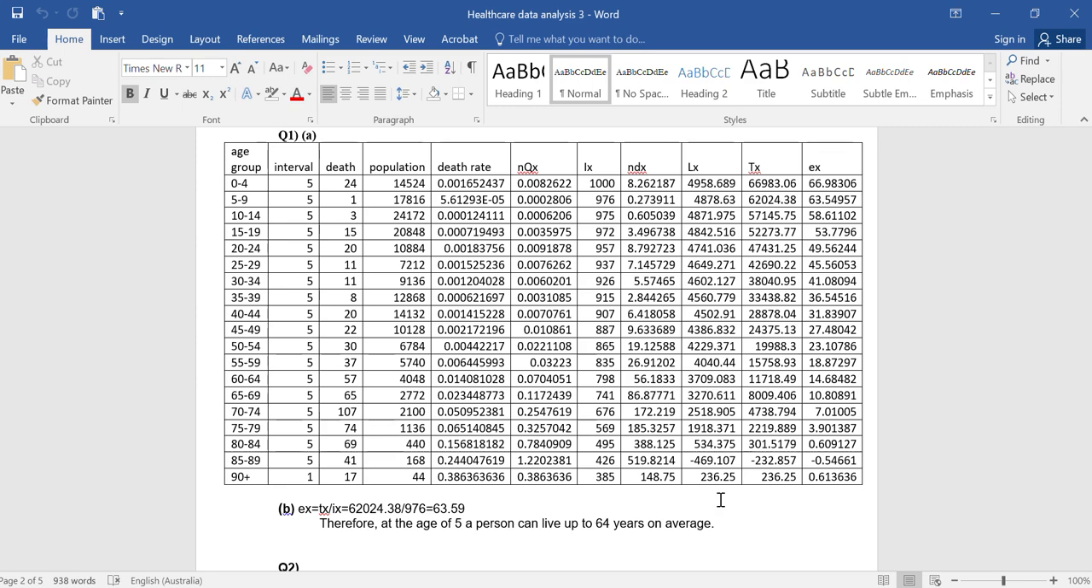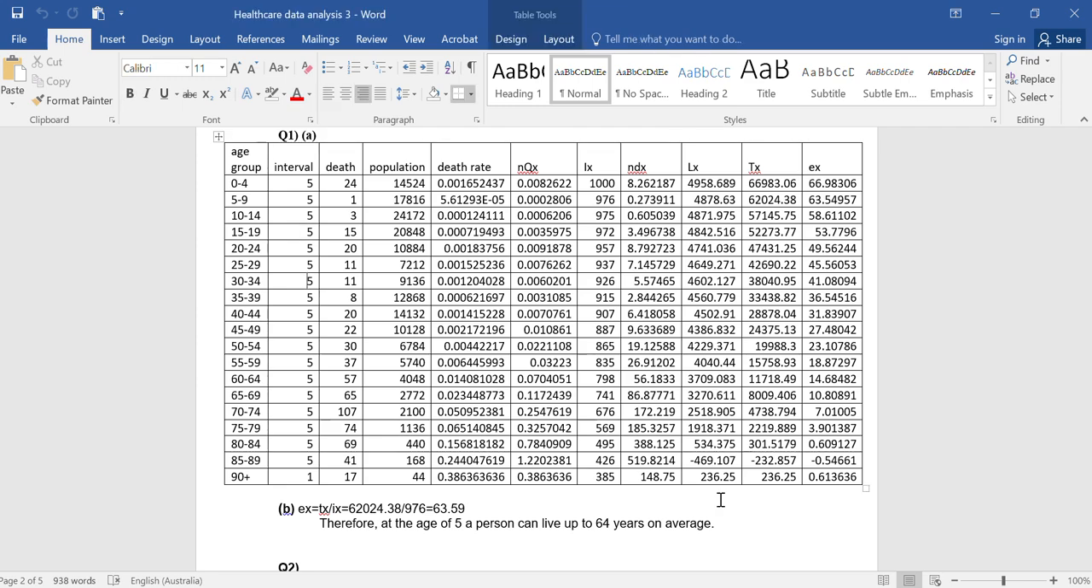For instance, I showed how I calculated that a person at age 5 could expect to live approximately 64 more years on average, using the formula ex is equal to Tx over lx. This precision demonstrated not only technical skill but also academic integrity by clearly showing my working process. Markers value transparency in data analysis because it shows genuine understanding of the methodology rather than mechanical copying of results.